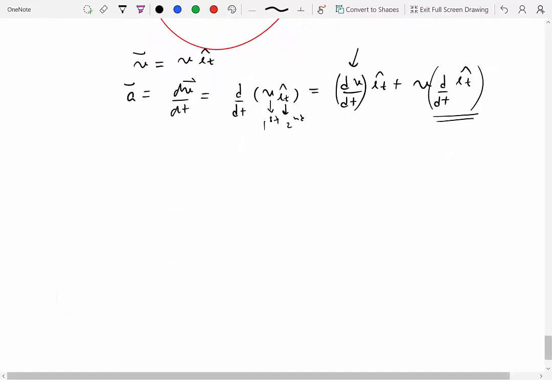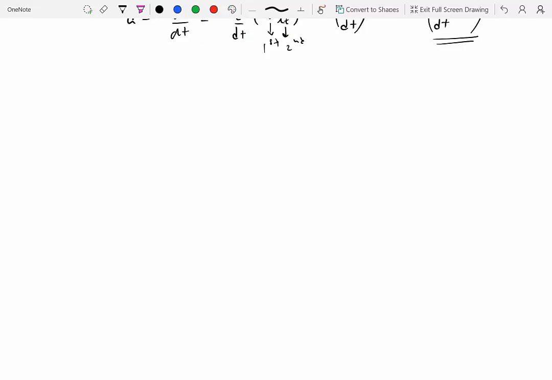So that begets the question, what is this quantity? It is basically the derivative of a unit vector. Now, the derivative of a unit vector is something that we will need time and again in this class. So let's look at that. Derivative of a unit vector.